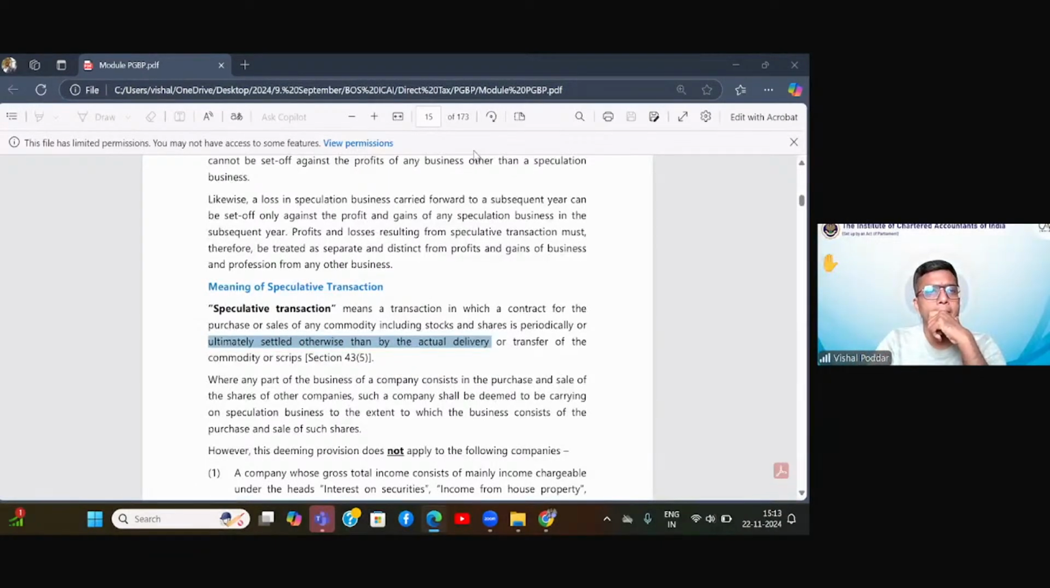Yes, you all are correct. So it is intraday, call option, put option, squaring the position. These are the different terms used. Correct. I hope you all understood what is speculative.